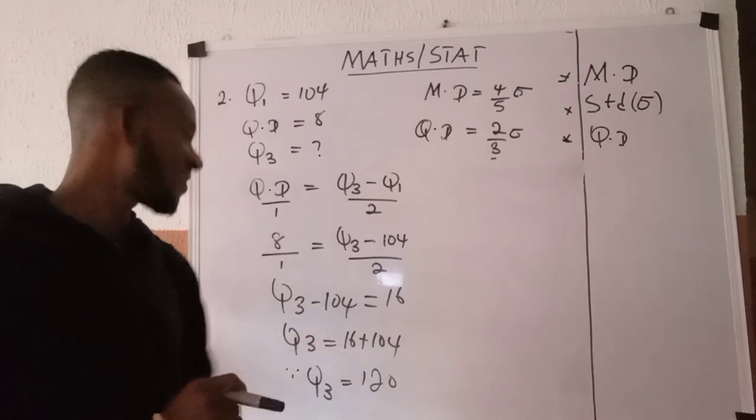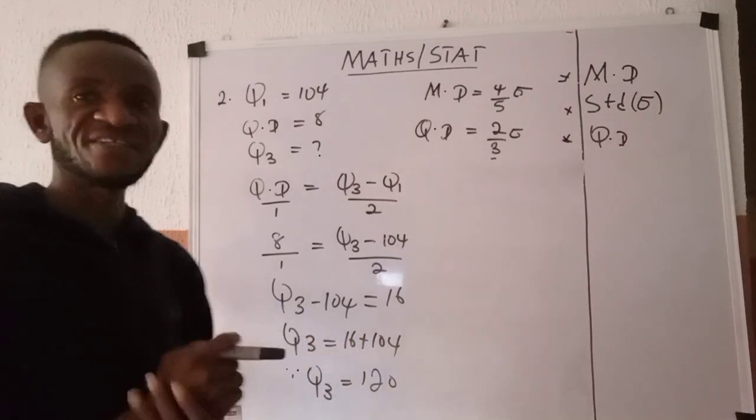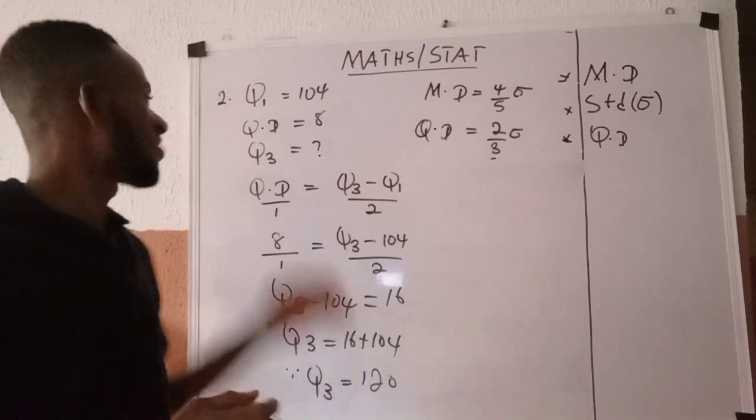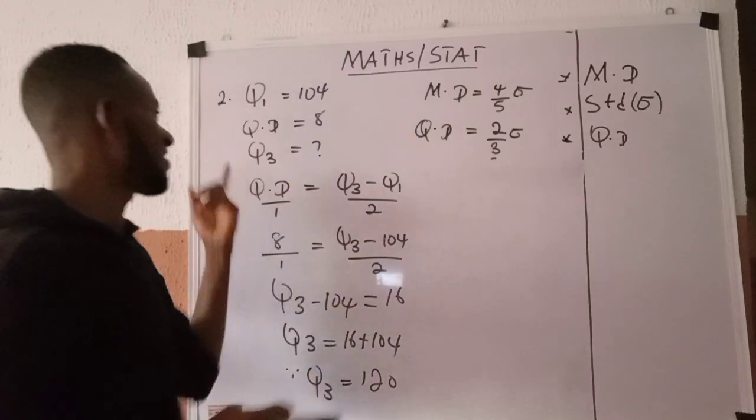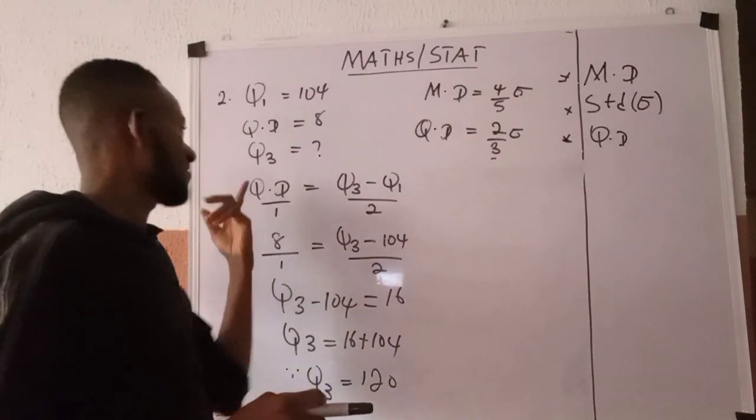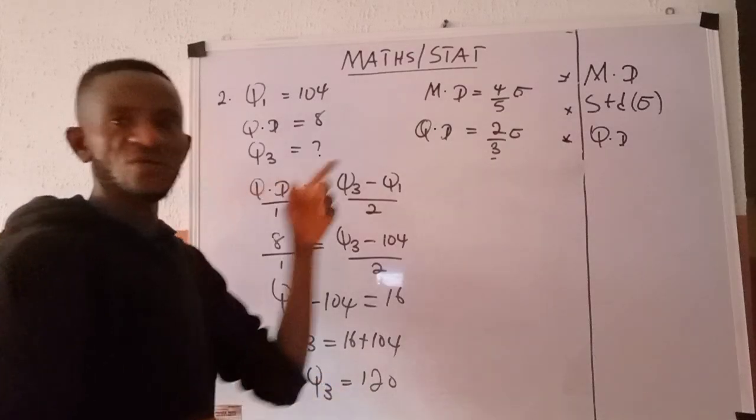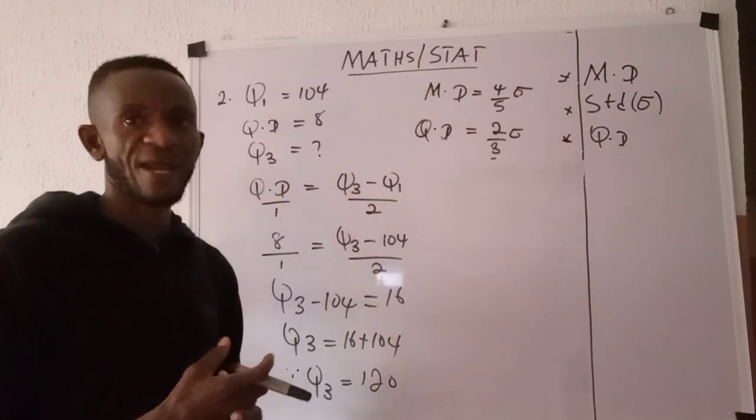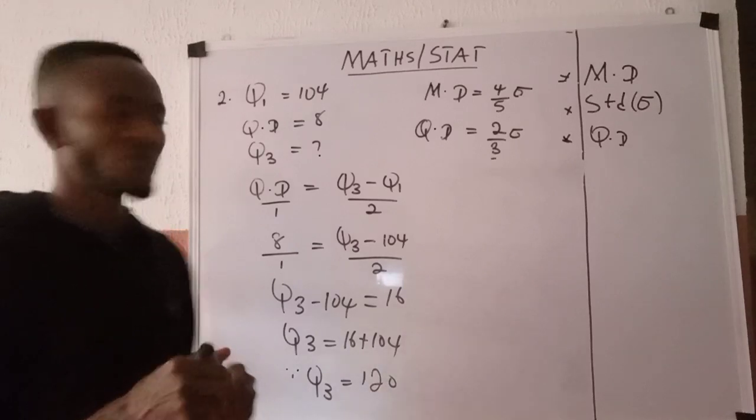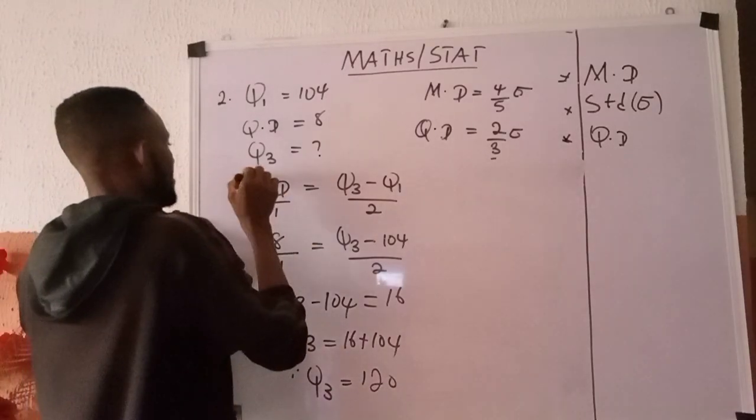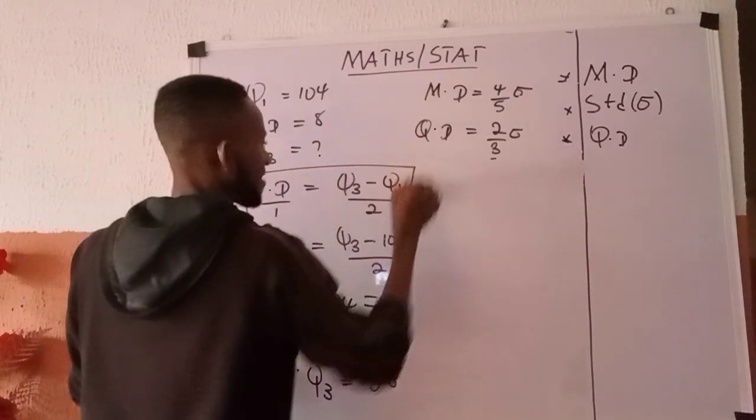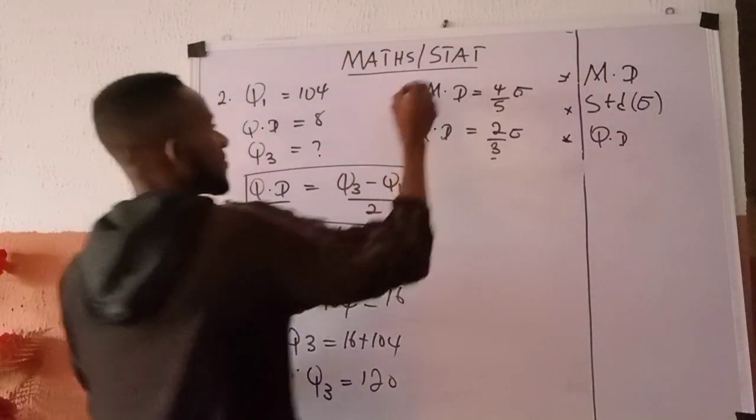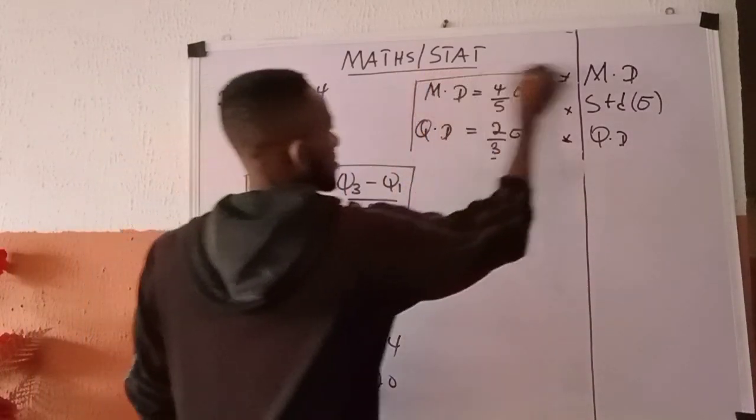So that's exactly how to go about this. In a problem like this, you can be given the Q3, you can be given the quartile deviation, you can be given the Q1, and you are asked to find the remaining parameter. So the only thing you are going to do for me is to remember this relationship.